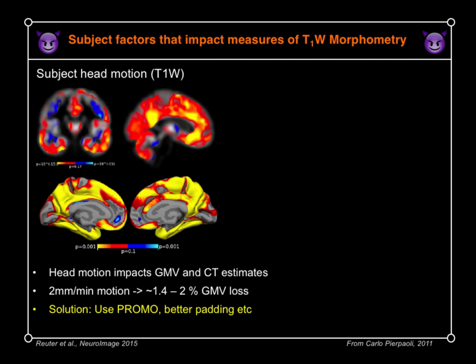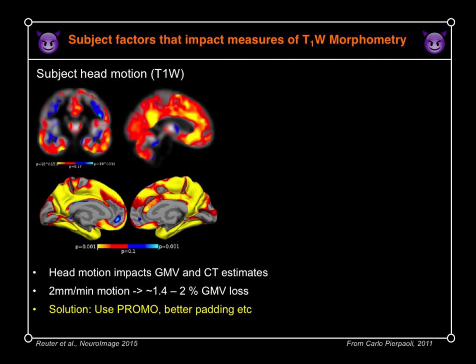And the impact of it is very evident in this image. This is work by Martin Reuter from Bruce Fischl's lab. What he showed was that measures of gray matter volume as well as cortical thickness are correlated with the degree of motion that subjects have when they're in the scanner. Interestingly, he also did calculations showing that 2 millimeters per minute of motion results in roughly 1.4 to 2% loss in gray matter volume. Now, it's important to note that there is no real loss of gray matter volume. This is the apparent loss of gray matter volume. It's an estimate that your FSL or any of these packages produce.